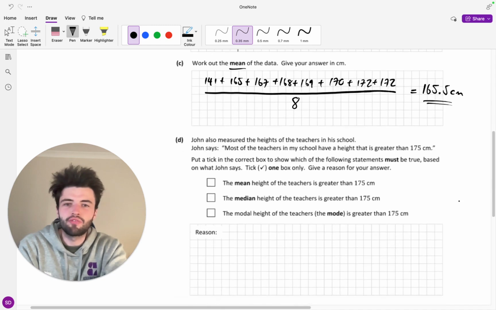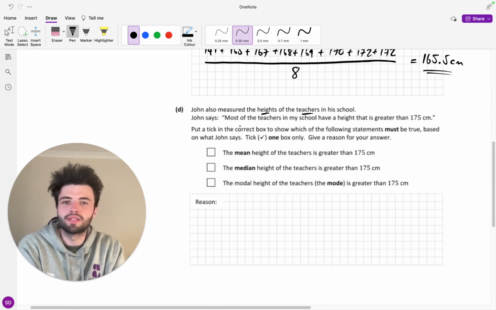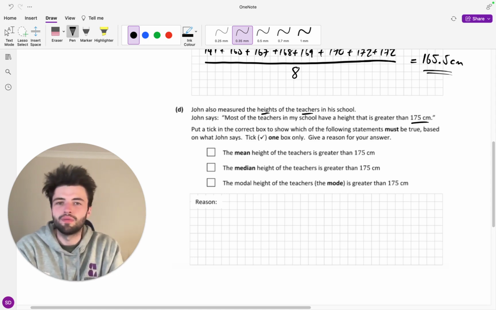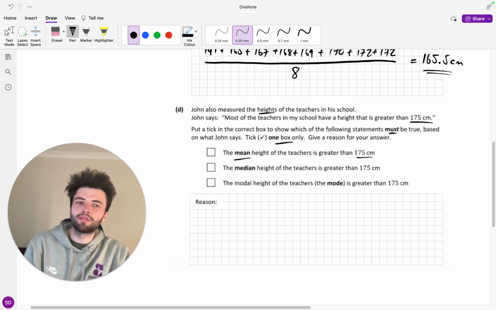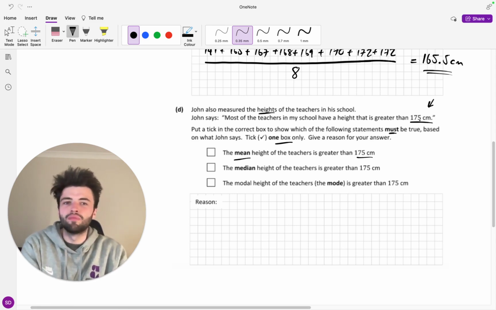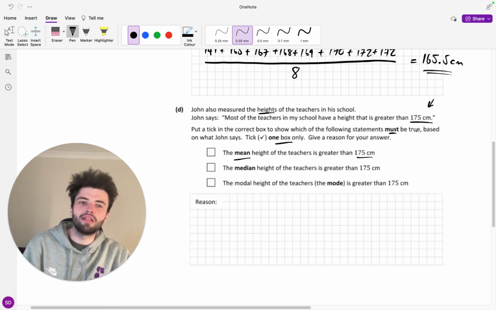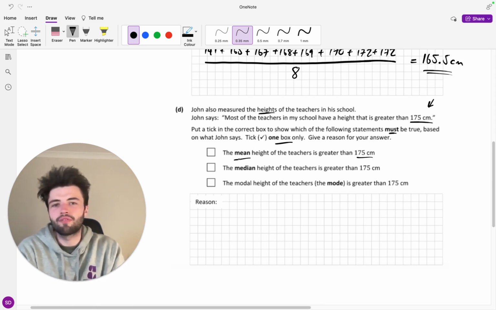And then finally for part D, we're told that John also measures the heights of the teachers in the school. John says that most of the teachers in my school have a height that is greater than 175 centimeters. If we go through these step by step, the first one says that the mean height of the teachers is greater than 175 centimeters. We can't say that this is true, because even if most of the teachers are above this height, you could have someone who just happens to be very small, and therefore the mean ends up being below 175, even though most of the people are above this number. So we can't rely upon the mean, because it can be affected by outliers. And so we can rule that one out.